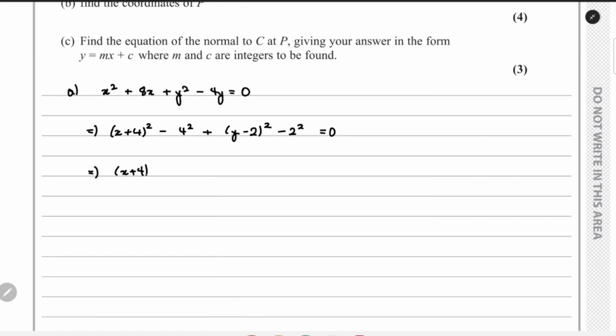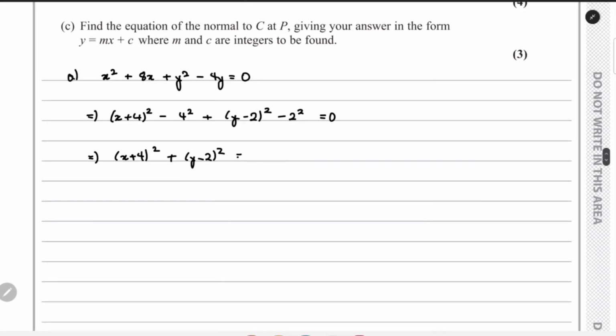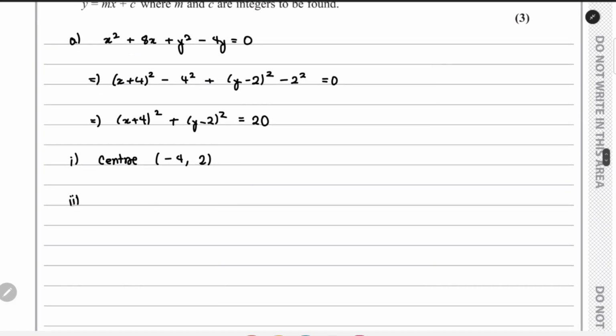So x plus 4 whole square plus y minus 2 whole square minus 4 square minus 2 square, which is minus 20, equal to 0. We can send the 20 to the right, and we'll get this is equal to 20. So the coordinates of the center would be minus 4 comma 2. The radius would be equal to root over 20, or 2 root 5.